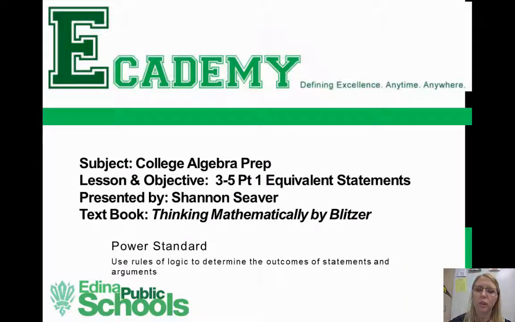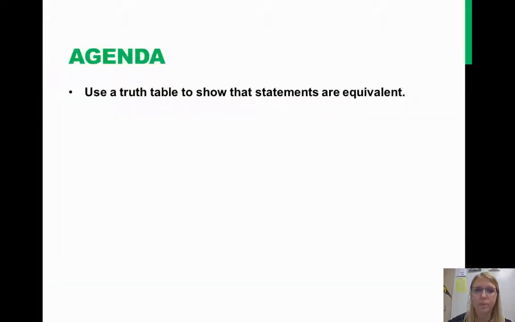Today we are beginning the three-part series of equivalent statements in section 3.5 of our book, and we'll get started. Our agenda for today is to use a truth table to show that statements are equivalent.